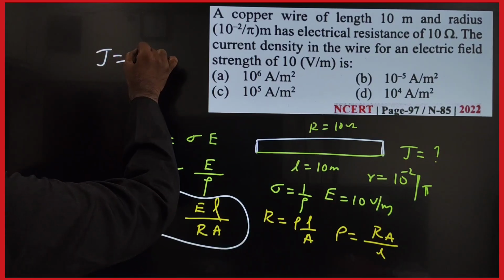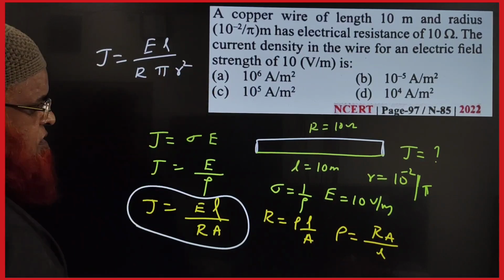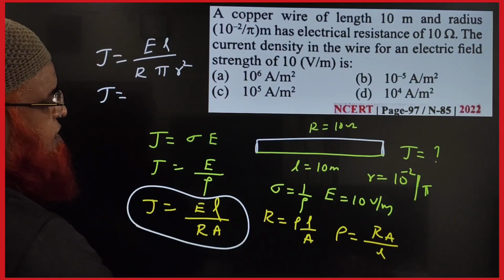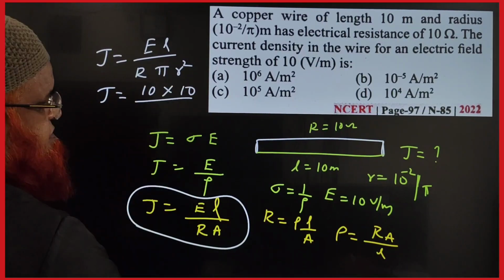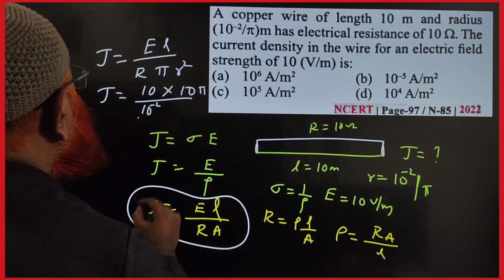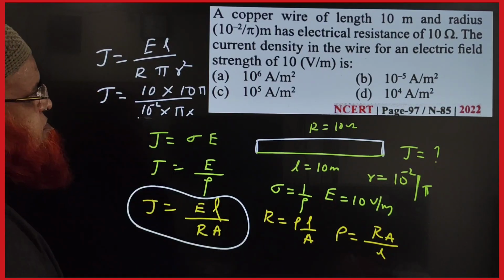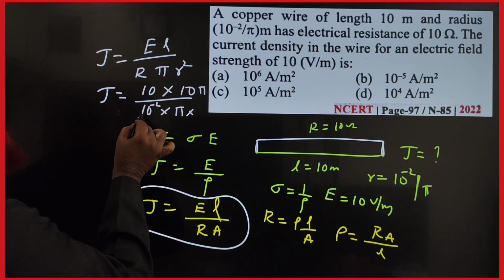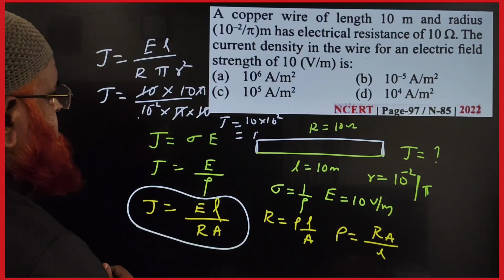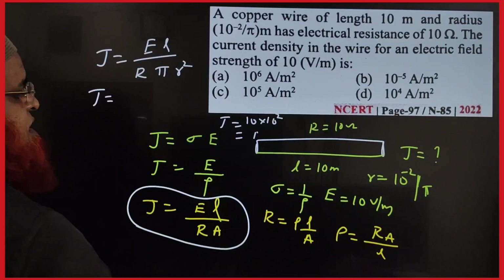J is equal to E into L divided by R into pi R square, because the radius is given here, isn't it? So therefore you can just substitute here. What is the E value? What is the length? 10. What is the radius? 10 power minus 2 divided by pi. So pi I can take in the numerator. And already here also pi is there. Radius we have taken now. The resistance is how much? See, radius I have taken here, resistance I have to take here, isn't it? What is the resistance given? So 10 square we have taken now. So can you do this problem now just by substituting? You can just substitute the values and get the answer.